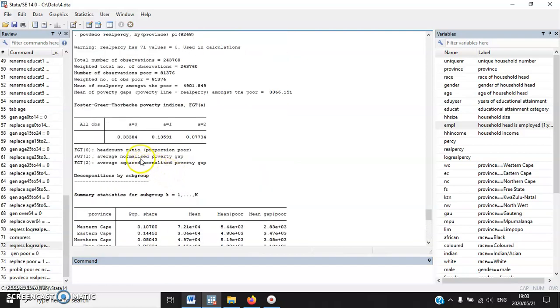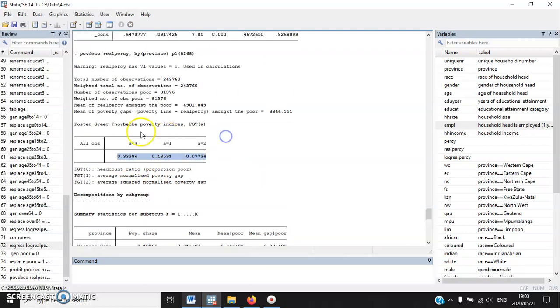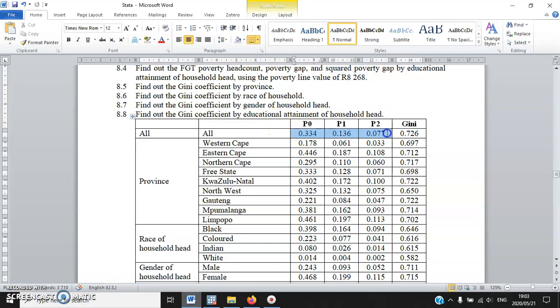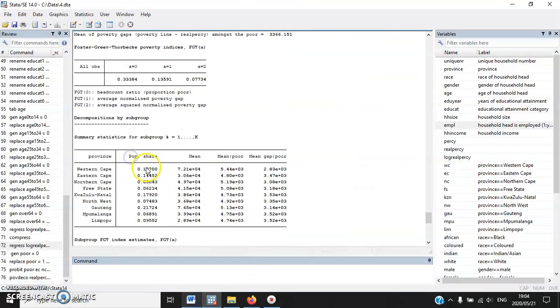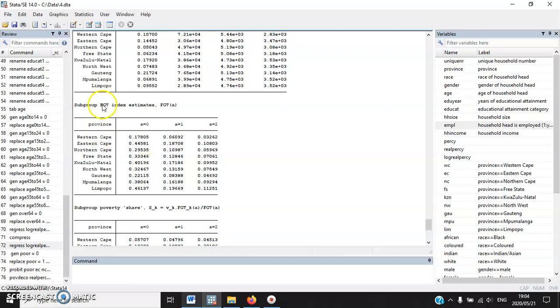Okay. So this is the overall results for the full population. That is your P0. It means 33% of the overall population are poor. I think I have exactly the same answers here. Okay. And then to look at the provincial results, you have to look here, once again, at the FGT indices.